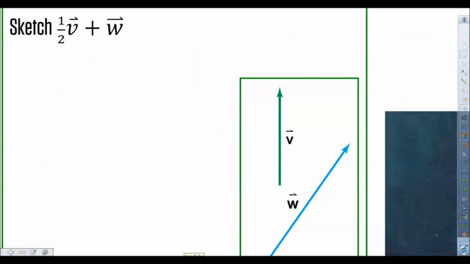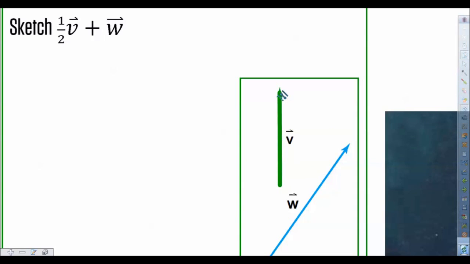So in this example here, notice what they're asking us to do. They want us to take half of vector v and add it to vector w. Now what you're going to see me do here in these next 2 examples is I'm going to use tip to tail method here. I prefer to use that in most cases when it comes to vector quantities. So half of vector v, here's how you wrap your head around that one. Vector v goes from start to finish here and it's this long.